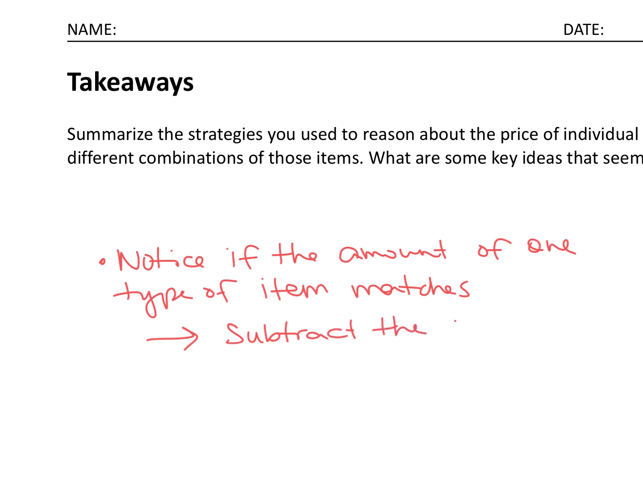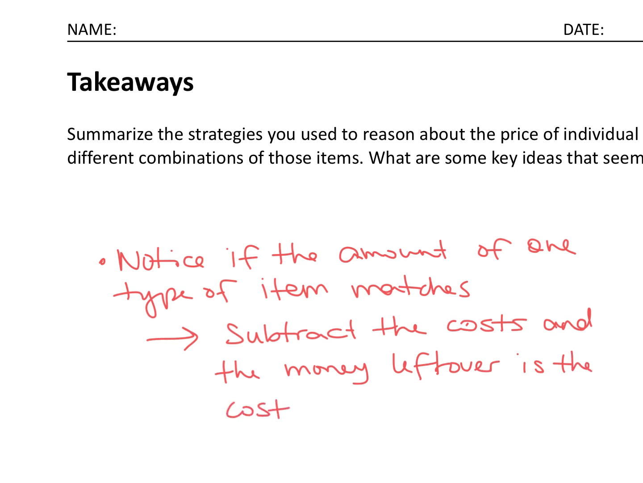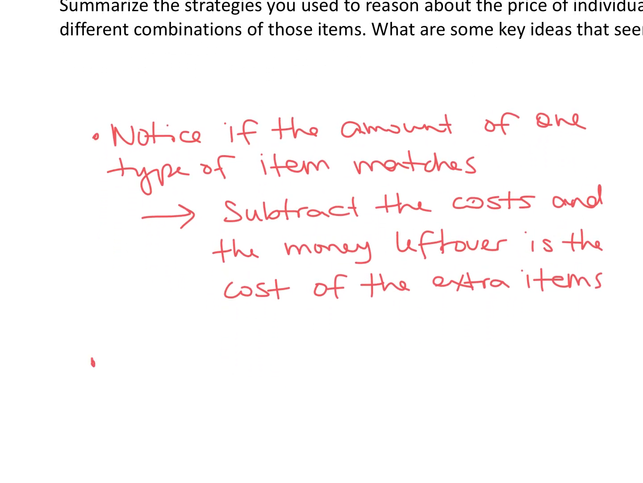So we subtract the costs and the money left over is the cost of the extra items. Okay, so that was really helpful. What is something else that's pretty helpful? So something else that was helpful was that we can double or triple one of our shopping carts to help us compare. So that was really helpful.